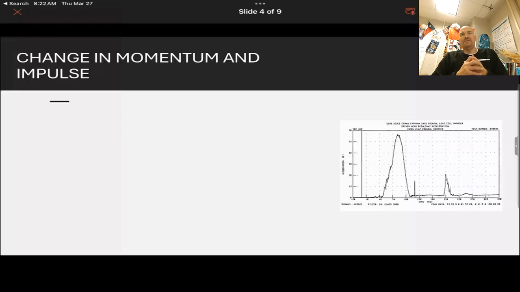Hi, welcome back to Unit 4, Linear Momentum here in AP Physics C. This is topic 4.2, change in momentum and impulse. And so this is not much different than last year. The idea is the same, but what we're going to do is bring in a little bit more calculus into this, okay?